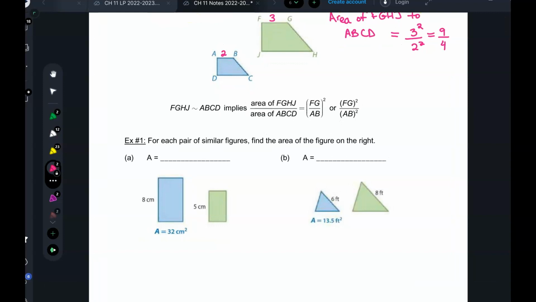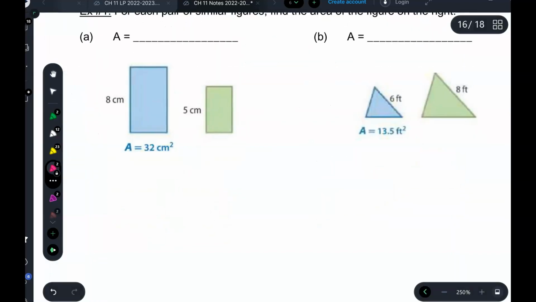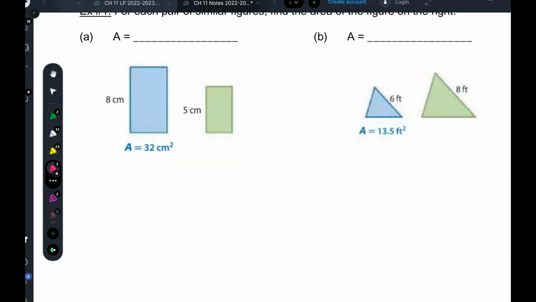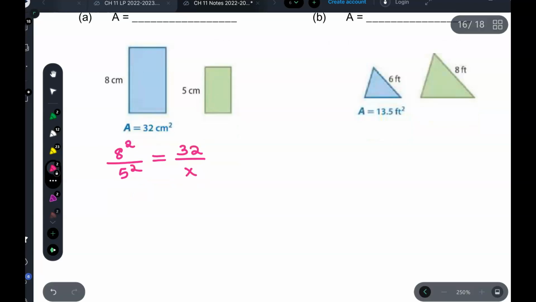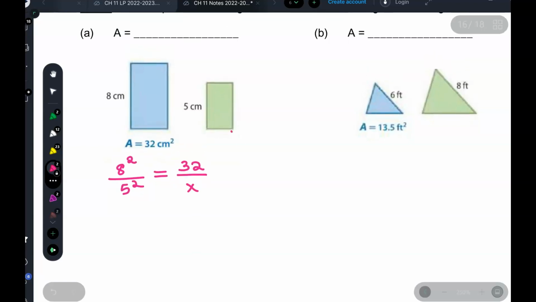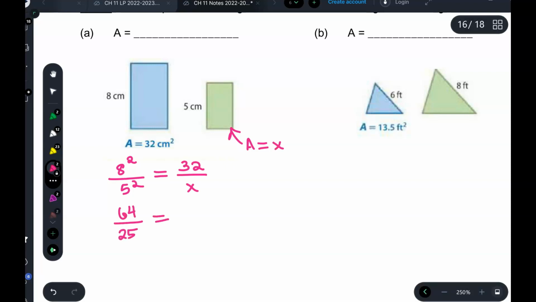For each pair of similar figures, find the area of the figure on the right. So 8 squared over 5 squared has to be equal to 32 over x. You can make that any variable, because we're going to say the area of this will be x. It doesn't matter what variable you pick. So we have 64 over 25.